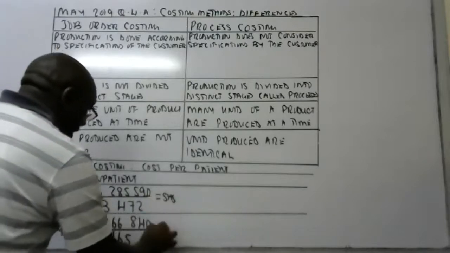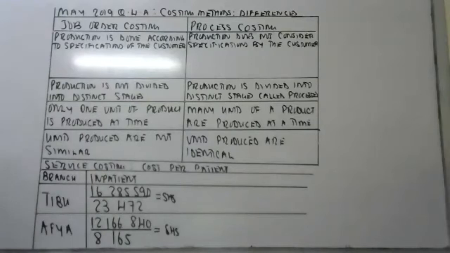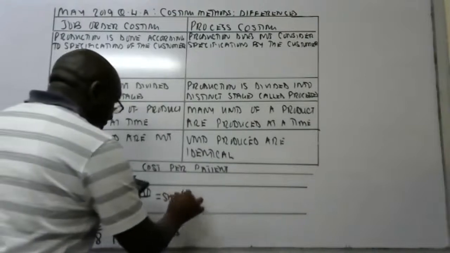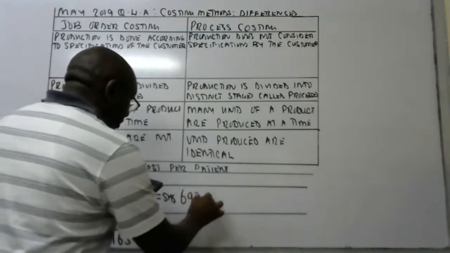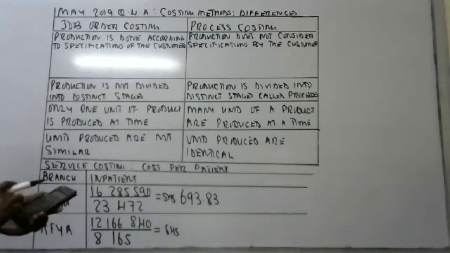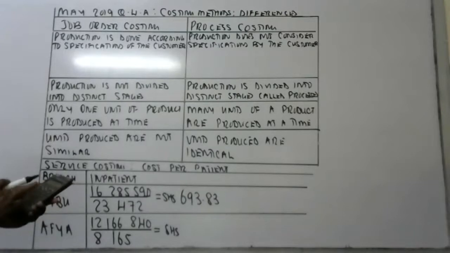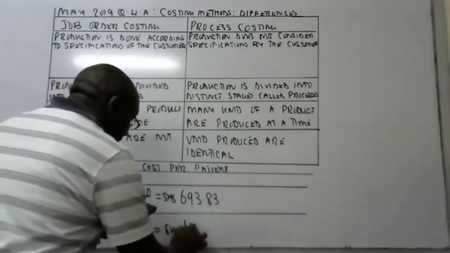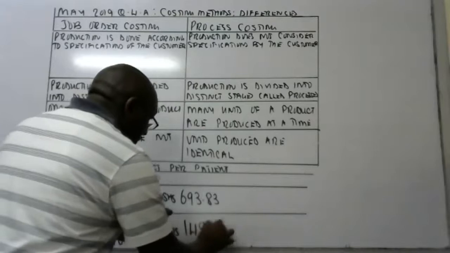So the cost per patient is very simple like this: 16,285,590 divided by 23,472, and I'm getting 693.83. Then 12,166,840, you divide by the 8,165, and I'm getting 1490.12.